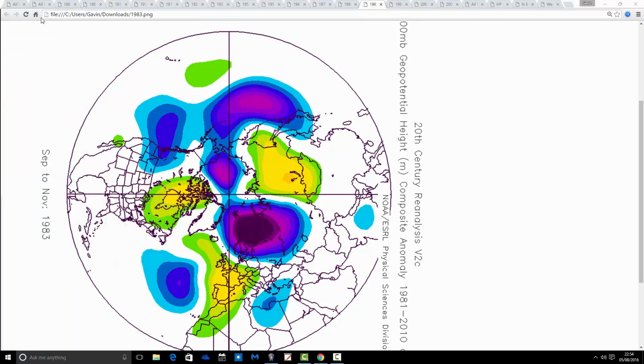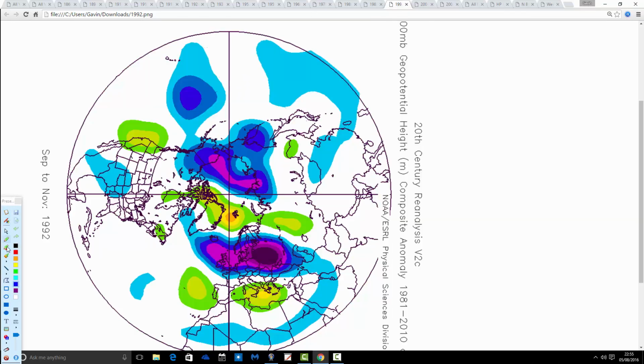So that ENSO-neutral autumn of 1983 looks like this. It's different again. There is no discernible trend here, I don't think, with these analogues. So we just have a lot of ridging around west of Europe, a deep trough into north of Scandinavia, and the jet stream is doing something a bit like that. Fairly mild and quite dry autumn, that one.